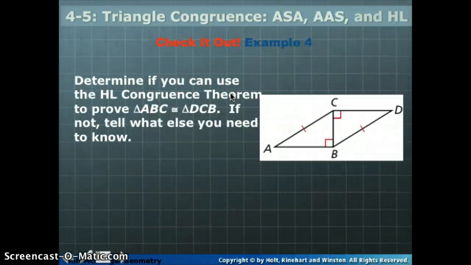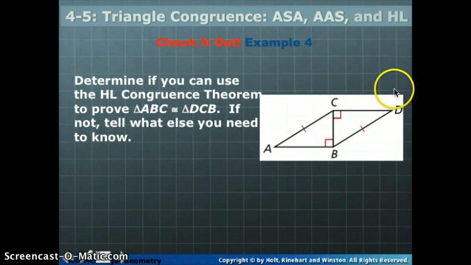Okay, here's another one, might be our last one. Determine if you can use the hypotenuse leg congruence theorem to prove ABC congruent to DCB. If not, tell what else you need to know. Well, so far, I think about what's given to us. It says that AC is congruent to DB, so we have two congruent sides. Then we also have a pair of sides that are touching. Notice CB is touching itself for both triangles.